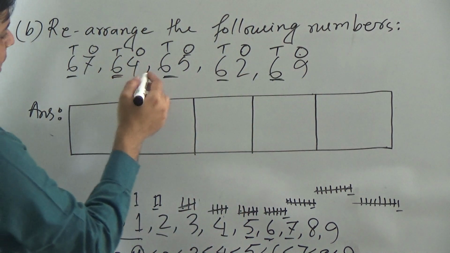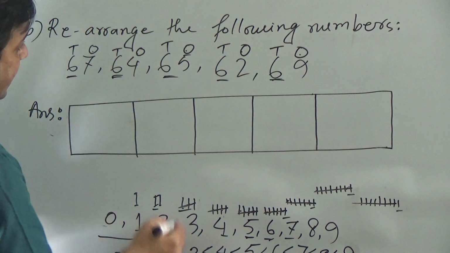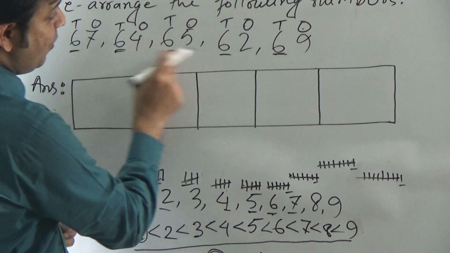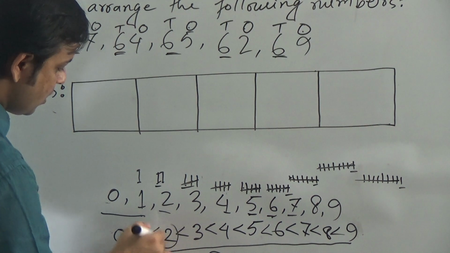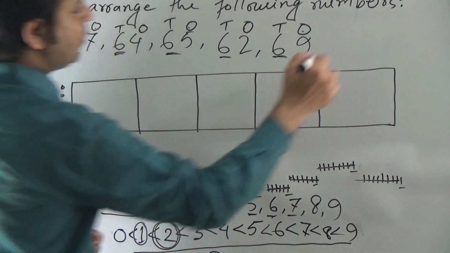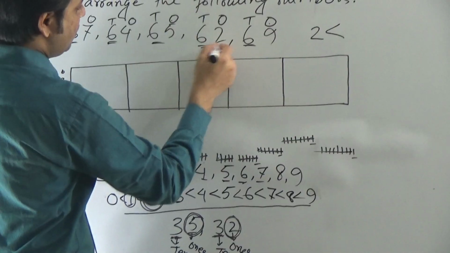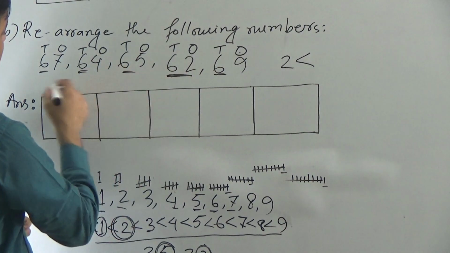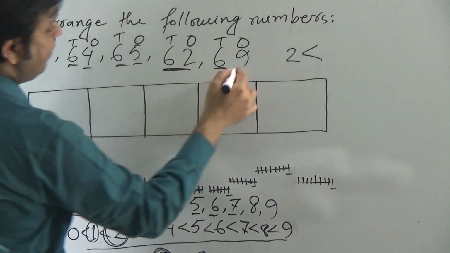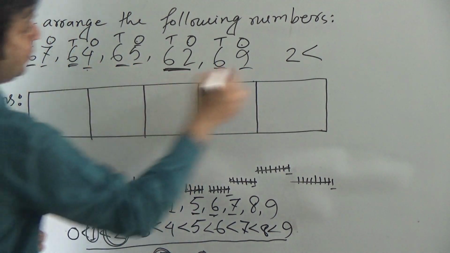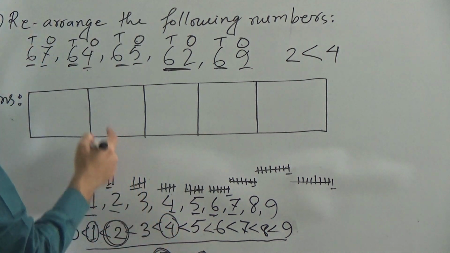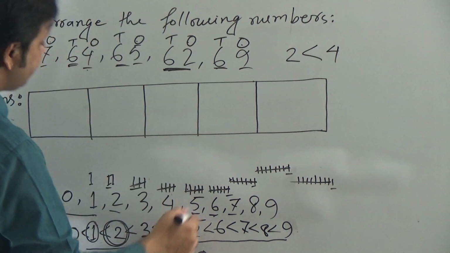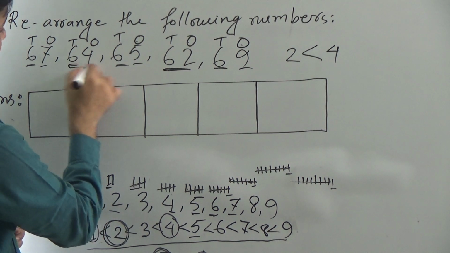We need to observe which one is the smallest first. Here 7, 4, 5, 2, 9. Which one comes first? 2 comes first, so we write 2 first. Then the next numbers are 7, 4, 5, 9. Here 4 is the smallest. After 4 we get 5.